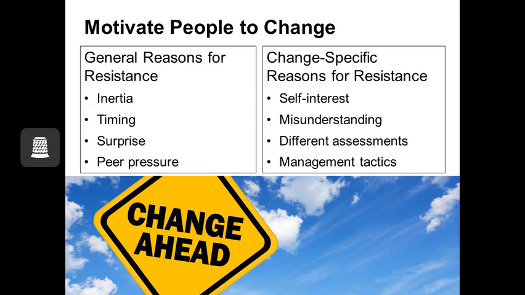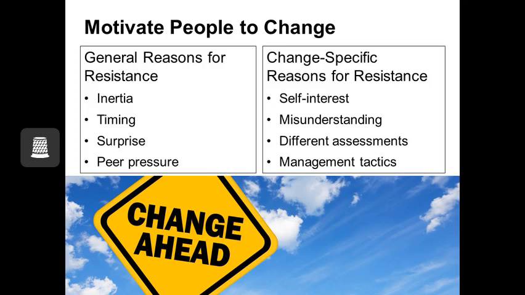Okay, there's also a little bit of an element of surprise with some changes. While managers may be focused on the environmental factors that are driving change, if we don't communicate with our employees, they don't necessarily recognize the need for change and may be caught off guard when we try to implement it. Additionally, there can be issues with peer pressure. Okay, so if we have a large group of employees that are not embracing change, they may put some pressure on other employees not to embrace change either.